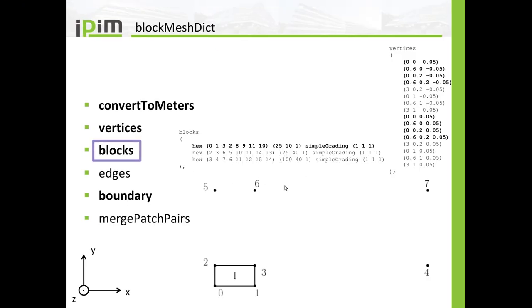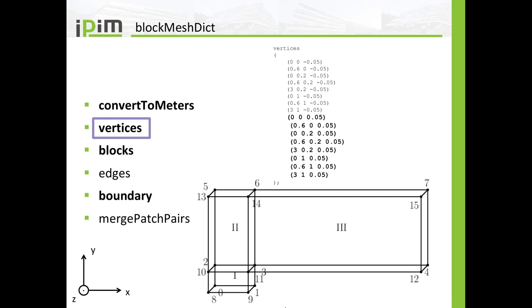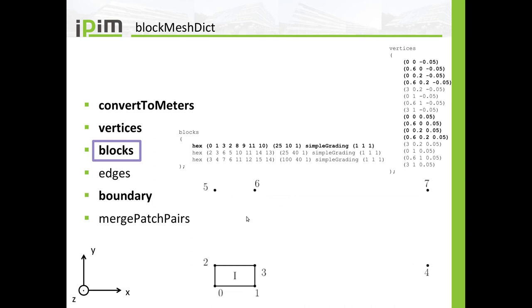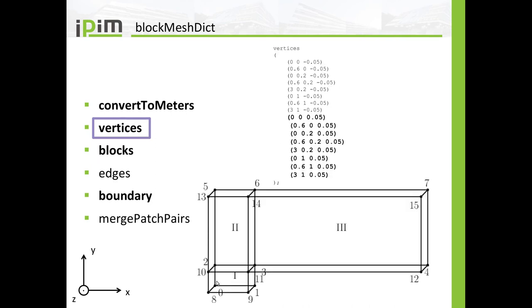I will show you the two-dimensional representation of the geometry instead of this, because here you have a lot of vertices and you will not see anything. Keep in mind that the geometry looks like this, but I will show you the two-dimensional representation. The first hex is made up by these 8 numbers, which represent the coordinates with these values. So the first block is made up by vertex number 0, 1, 3, 2, and 8, 9, 11, and 10.